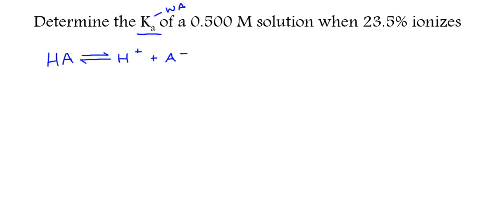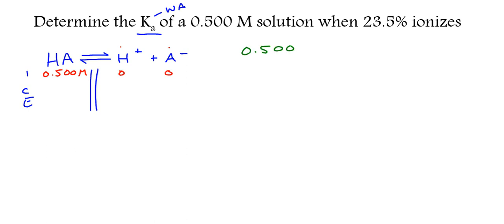So an HA will dissociate into H plus and A minus. This is all we know right now, that we have 0.5 molar of HA. Whenever we only have an initial, that means we have zeros for the others. So what does 23.5% ionized mean? It means that's the percentage that will turn into ions, which are those two, H plus and A minus.